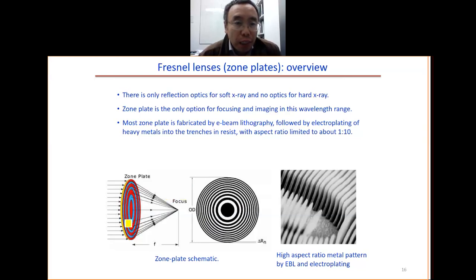Here is the zone plate, circular zone plate. This one actually comes in and it will be focused. For the fabrication of the zone plate, normally it's fabricated by electron beam lithography followed by electroplating. This is the gold structure made by electroplating.